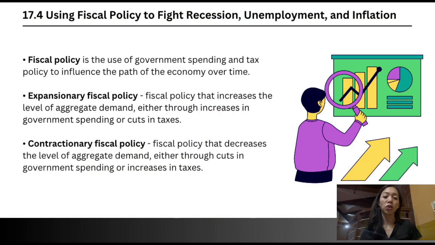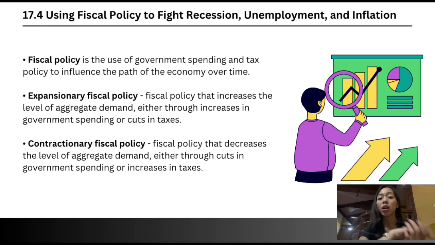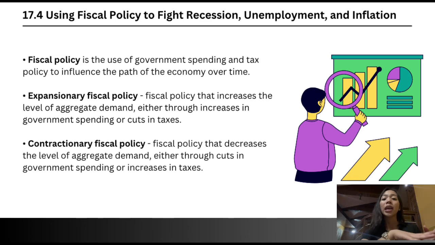So now let's talk about fiscal policy to fight recession, unemployment, and inflation. Understanding fiscal policy and its impact on the economy. Fiscal policy is how the government adjusts spending and taxes to influence the economy. It can be used to combat recession, unemployment, and inflation.